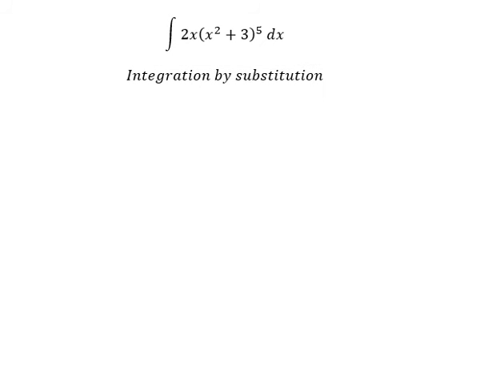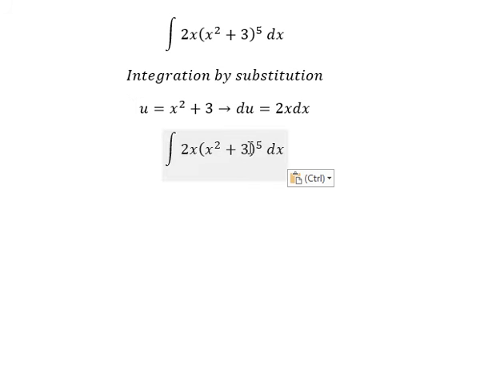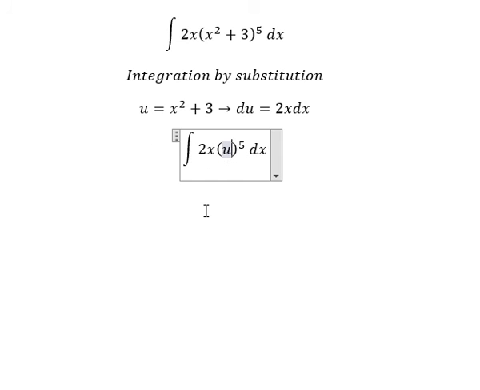So I will put u equals s squared plus 3. Later we take the first derivative of both sides, and you get 2s ds. This one we change to u, and 2s ds we change to du.